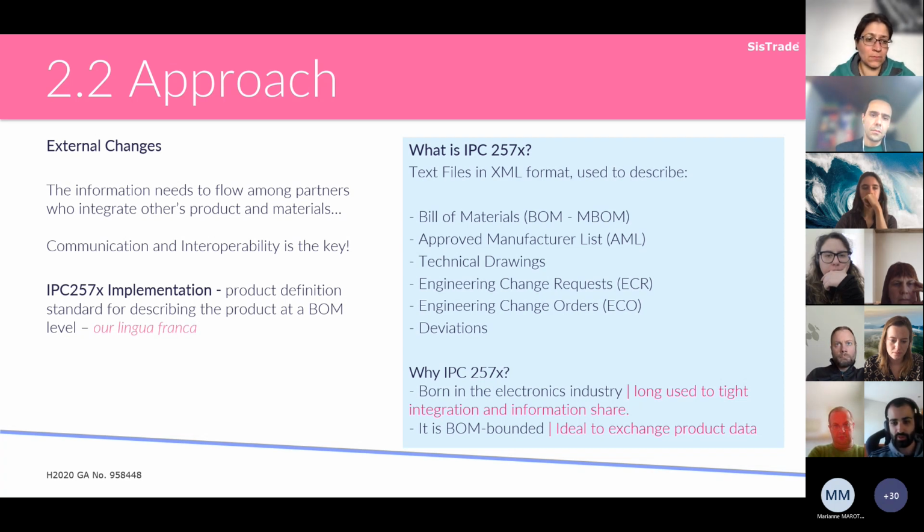And what is IPC 257X? It's a standard, as I said before, in XML format that is used to describe bill of materials, approved manufacturer list, technical drawings, engineering change requests, engineering change orders, and deviations. And why do we choose IPC 257X? It was born in the electronics industry, and it's long used for tight integration and information sharing, and it's BOM bounded. It's ideal to exchange product data.